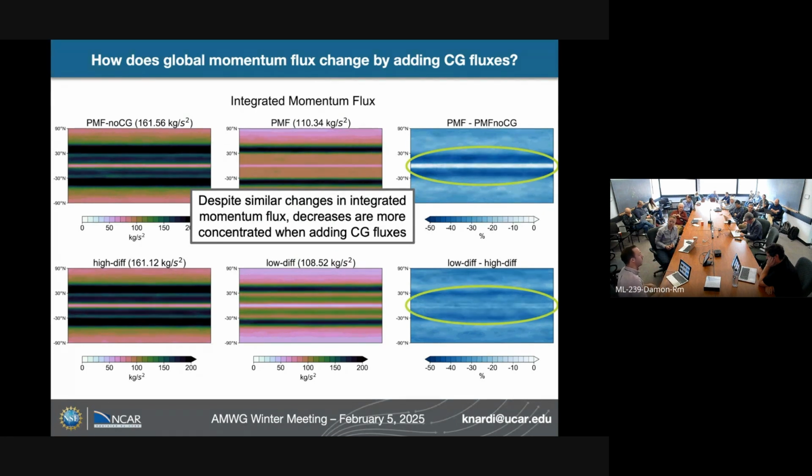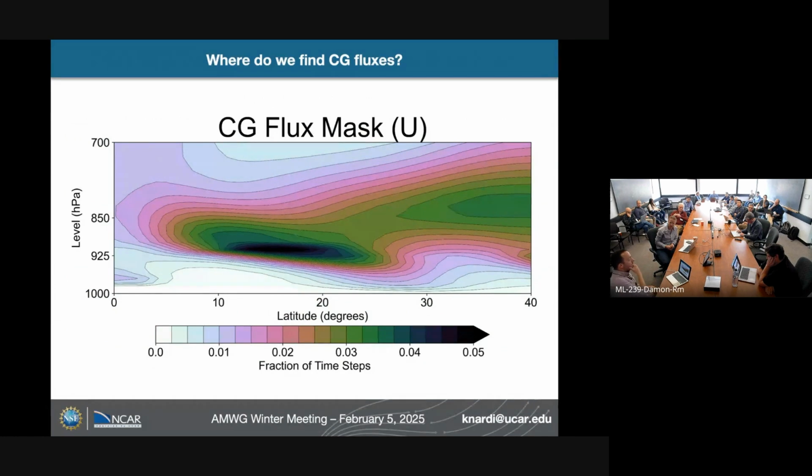But what is differing between the configurations is exactly where the biggest decreases in integrated momentum flux are occurring. So with prognostic momentum flux, when we add counter gradient fluxes, we get more of a concentrated decrease in integrated momentum flux, whereas when we just decrease CK10, we're getting a more spatially uniform pattern. So there's a bit of a spatial variation in the change in momentum flux, depending on the method that we use. So we next ask exactly where these counter gradient fluxes are occurring.